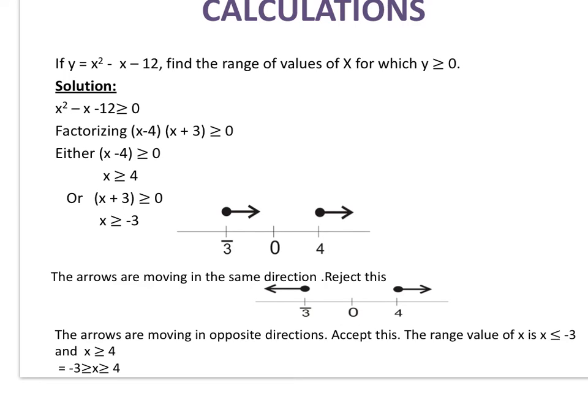Then on the number line, see there, it's minus 3 and 4 there, and the arrows are moving in the same direction. Reject this. Then you see the diagram below. The arrows are moving in opposite directions. Accept this. The range of values of x is x less or equal to minus 3 and x greater or equal to 4, which means x is less or equal to minus 3 and greater or equal to 4.